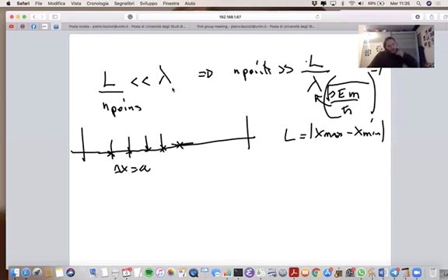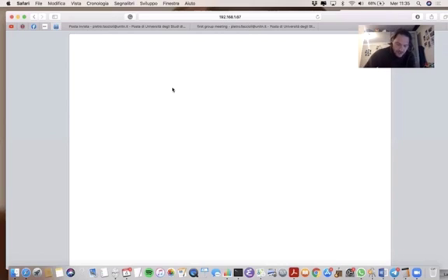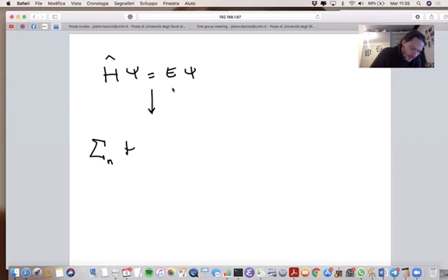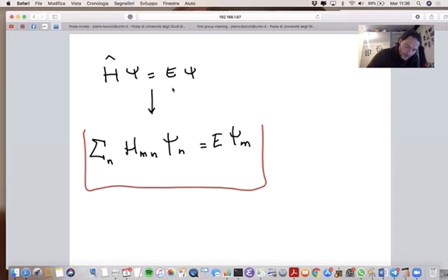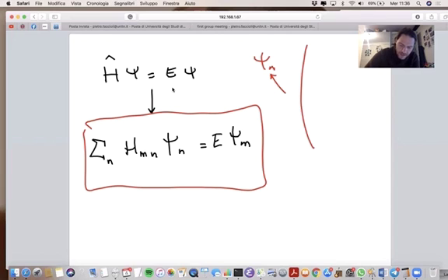Now we got that covered, and with that covered, what we realized last time is that the Schrödinger equation H psi equals E psi, which is an eigenvalue problem, can be translated after the discretization to a matrix vector multiplication, something that goes as the sum over N of H_MN psi_N equals lambda psi_M, where this psi is a vector in a space which has as many dimensions as the number of points I have chosen to represent my wave function.